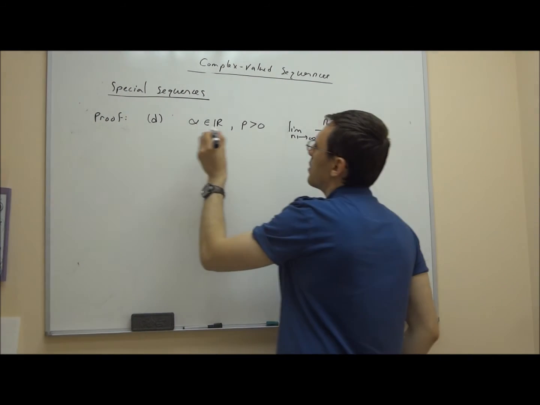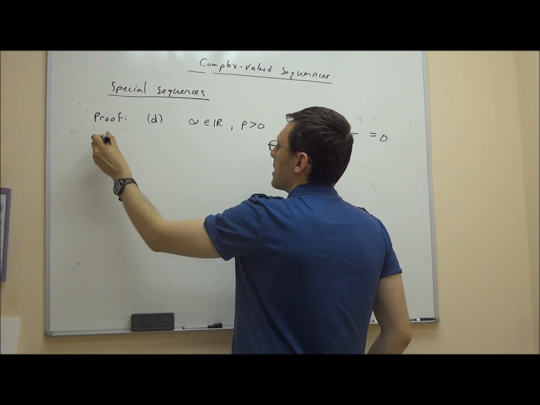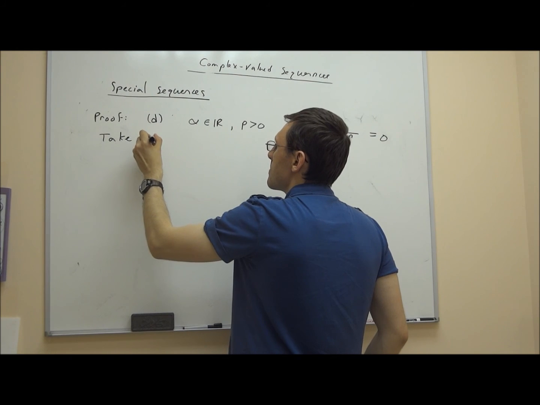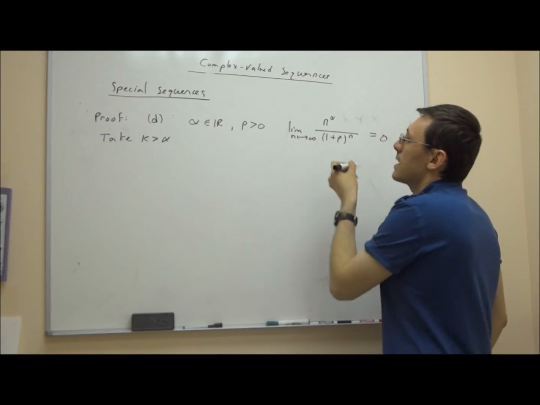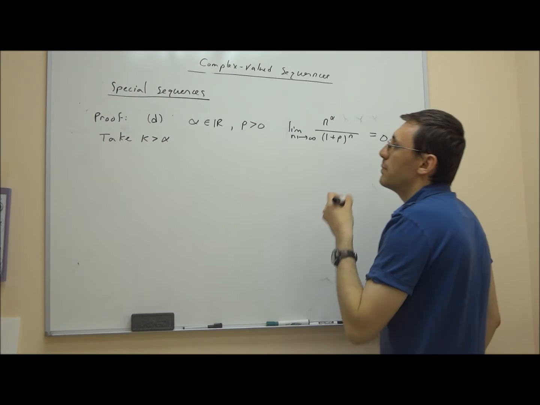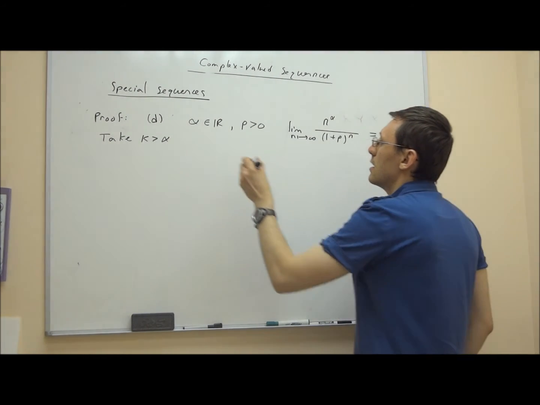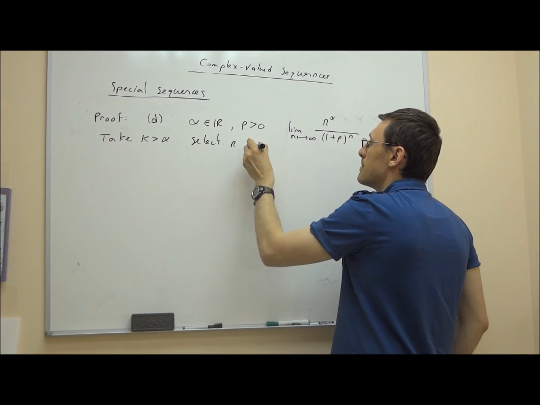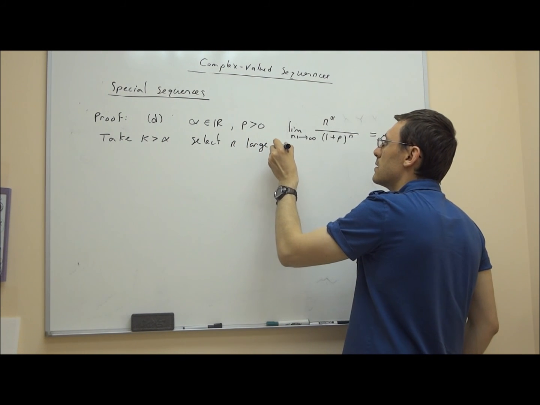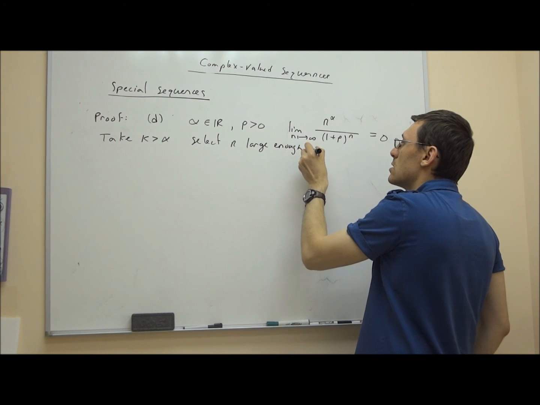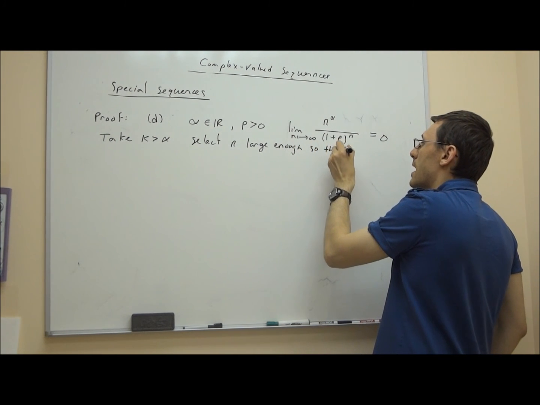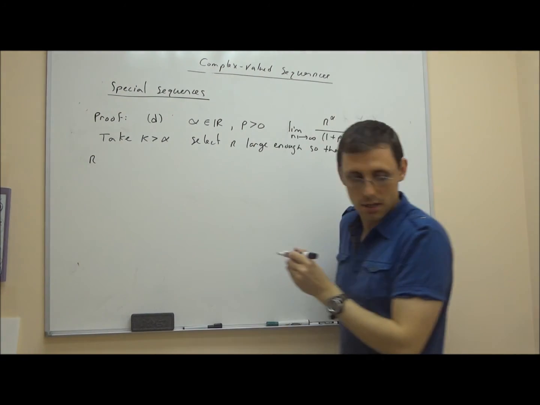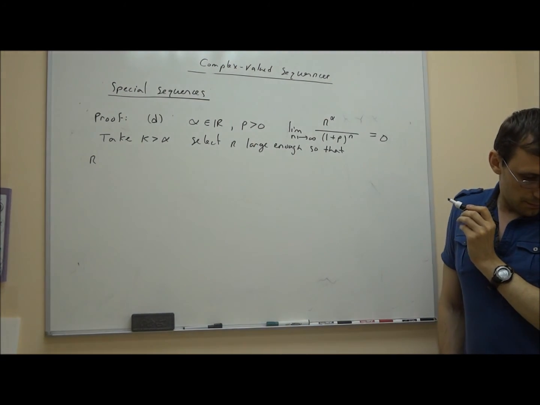So first, it's always possible to pick a number k bigger than alpha. And we can then, once k is picked bigger than alpha and fixed, select n large enough so that n is bigger than 2k.